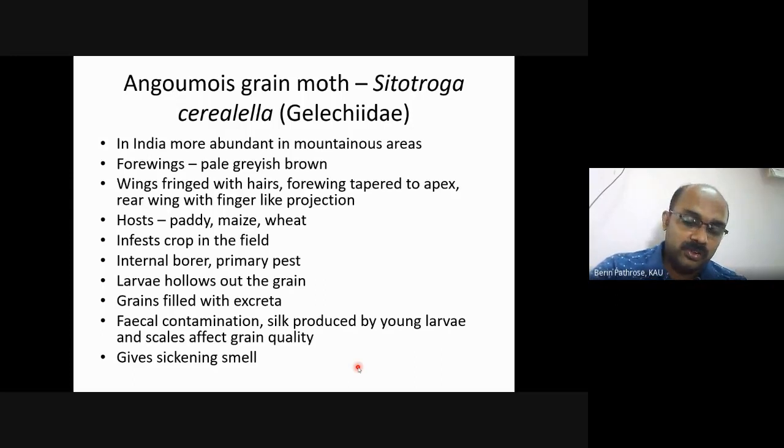So, with respect to Sitotroga, the adults have a grayish brown forewing. The wings are fringed with hairs, forewings tapered towards the apex. Hind wing has a finger-like projection. It's a primary pest. It is an internal feeder. The larvae bore into the grains. The grains will be filled with excreta. They mainly feed on cereals, and the grains will have fecal contamination. There will be silken threads produced by the young larvae, and the scales can affect the grain quality.